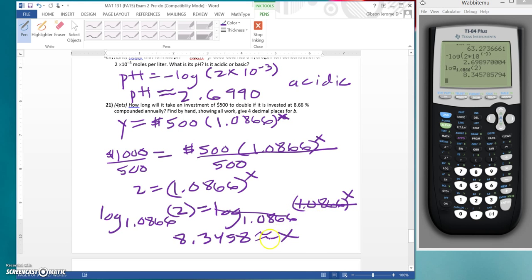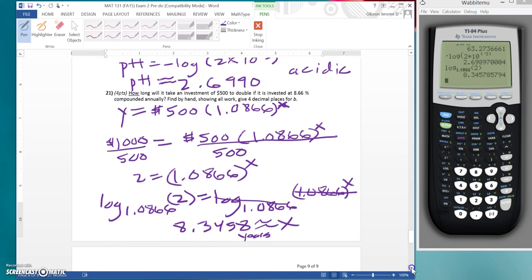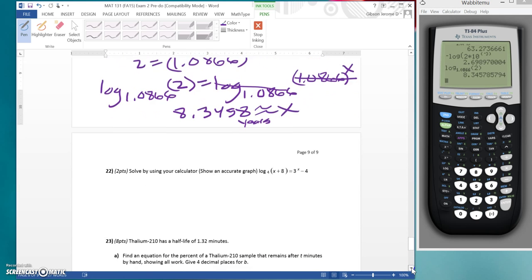So it asks us, what does it mean? Well, actually, it doesn't ask us what does it mean. So it'll be 8.3458, and we know that is in years. So that is our final answer. Now we scroll on to the next page.